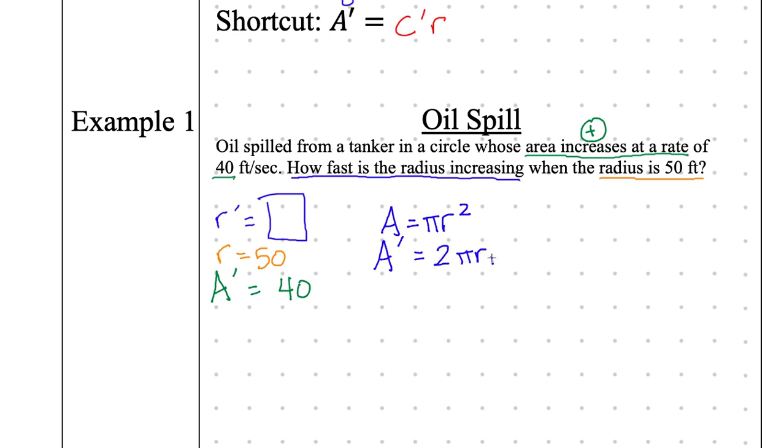2 pi r, 2 pi r prime. Yeah, if they give you their circumference is at a rate of whatever, then definitely use that formula. If they gave you like a c prime, then you'd use that formula.